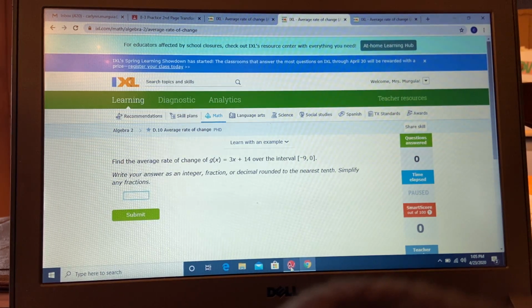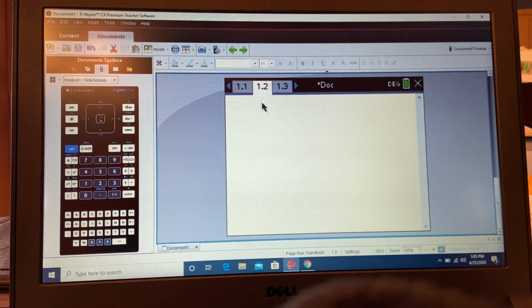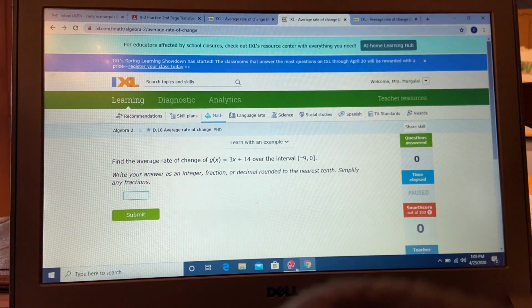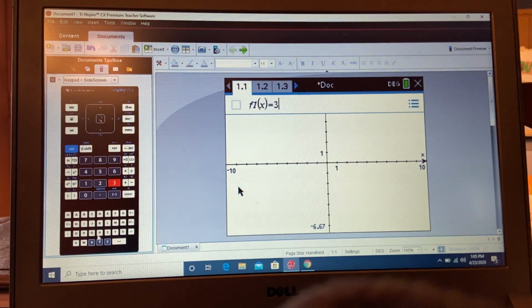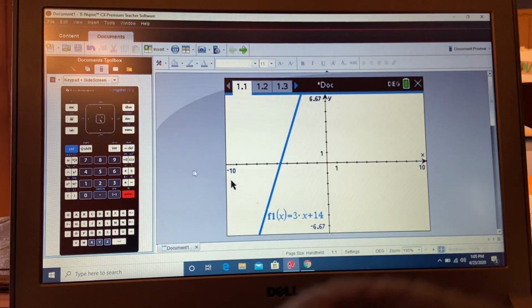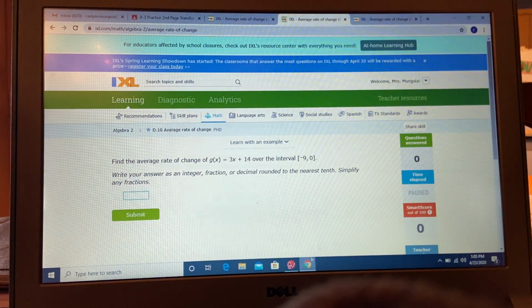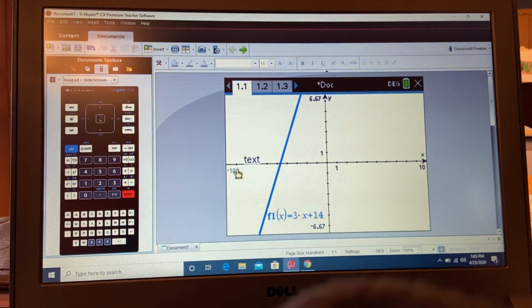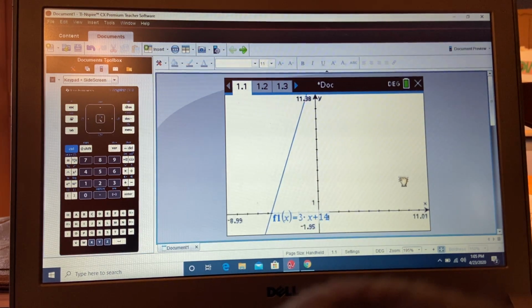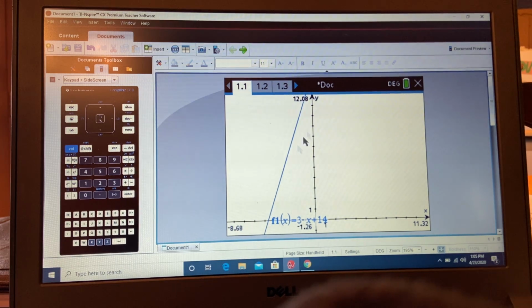So if we graph that, we have 3x plus 14. Okay, so we have this line, and it wants us to look at the interval from -9 to 0. Now these are x values, so they want to know what the interval is for when x equals -9 to when x equals 0. So -9 is approximately here, and x is 0 over here. So we're looking at the graph from here to there.